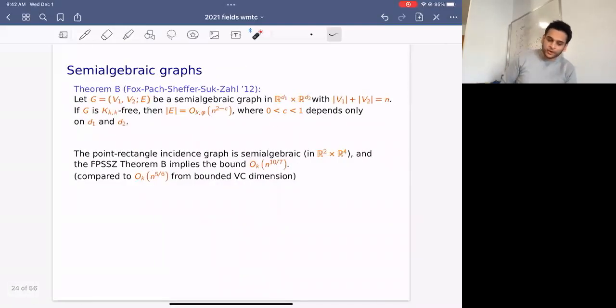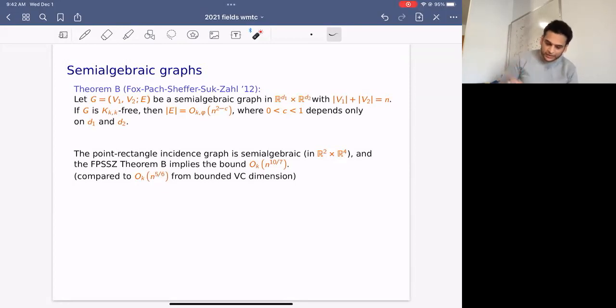Right, and then we know that the point-rectangle incidence graph is semi-algebraic. You can parameterize rectangles by R^4. And then this theorem that we have implies a little bit better bound, n^{10/7} instead of n^{5/6}. Okay, so a little bit better bound. Wait, 5/3, that should be 5/3, I apologize.